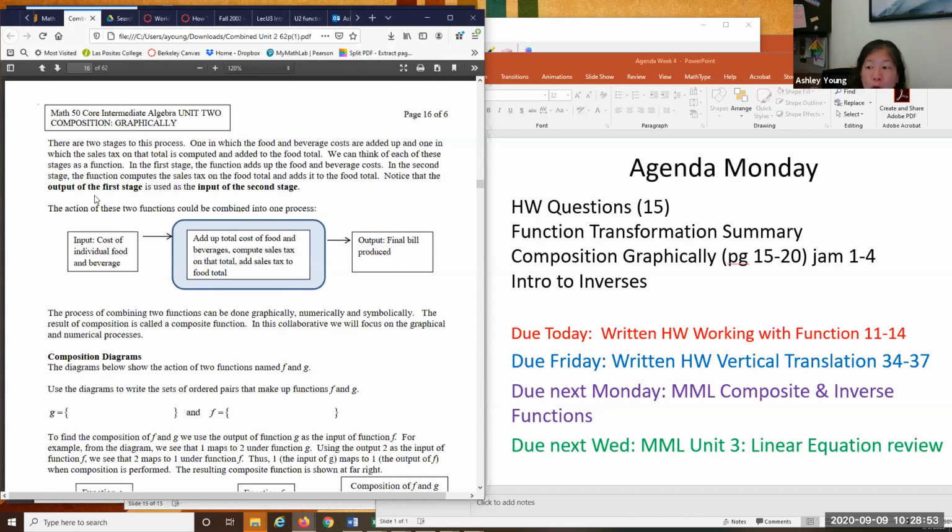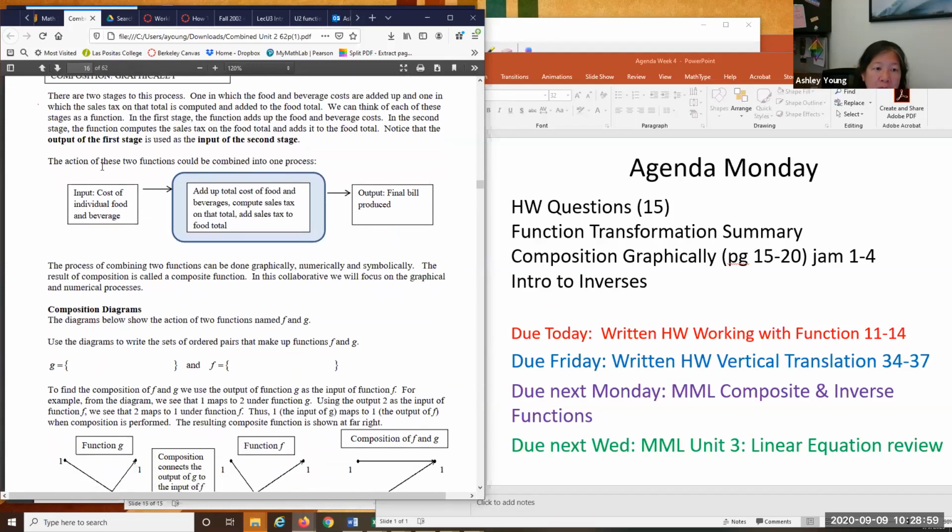How about Bo? Bo B, can you read from here? There are two stages. I kind of talked about that, so we can skip that.